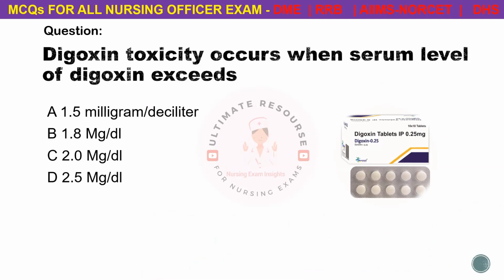Digoxin toxicity occurs when serum level of digoxin exceeds. Options are A. 1.5 mg per deciliter, B. 1.8 mg per deciliter, C. 2 mg per deciliter, D. 2.5 mg per deciliter. The answer is C. 2 mg per deciliter.